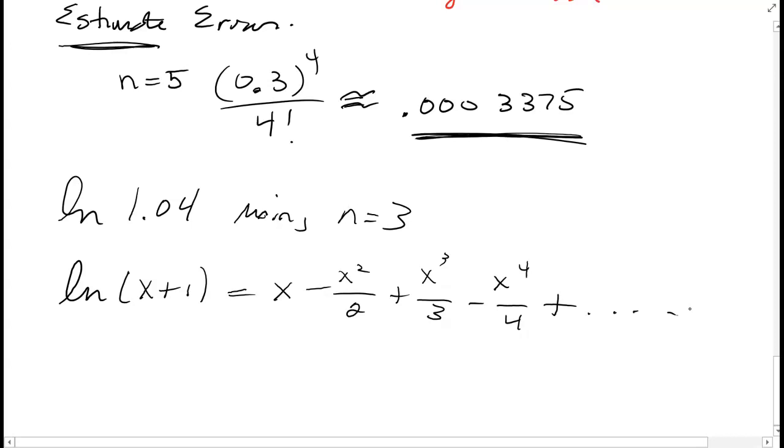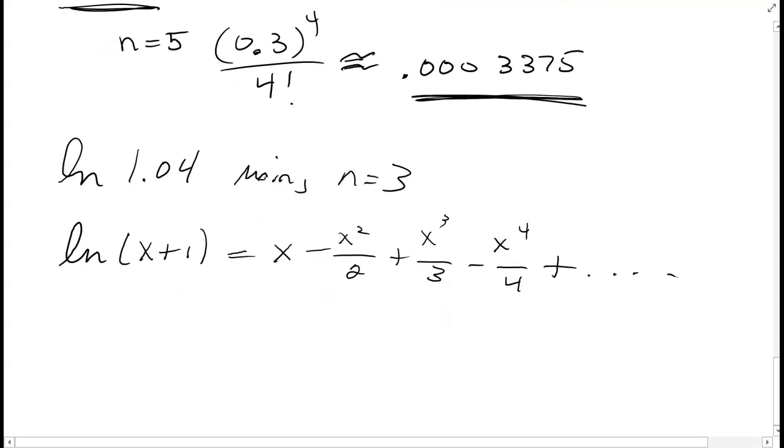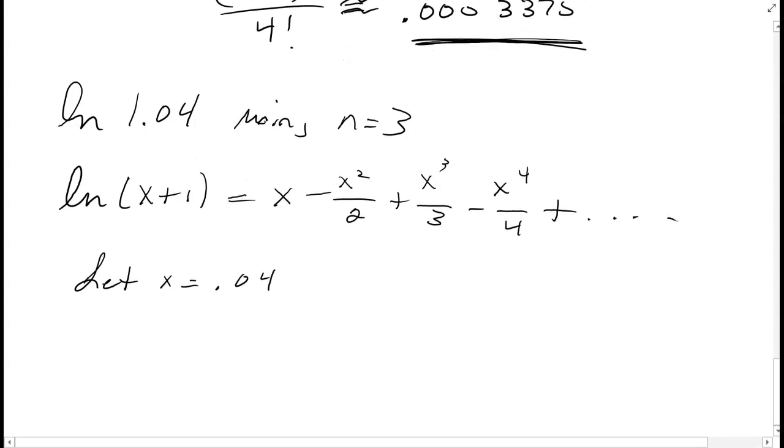Again, there's a lot of common expansions like sine x, cosine x, e to the x that you're just going to need to get familiar with. And this is one of them. And if not, take the time, write it out, and figure out your expansion of ln of x plus 1. Now, why is that helpful in this problem? Because you can let x be 0.04, right? By letting x be 0.04, we are expanding 1.04 with x equaling 0.04.